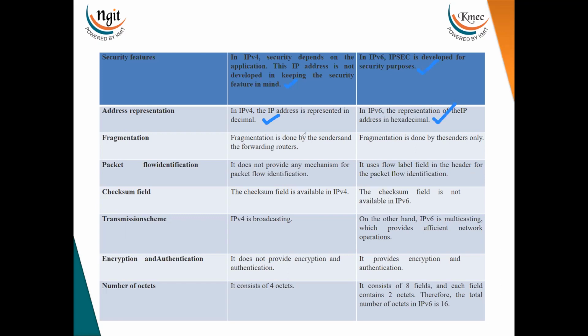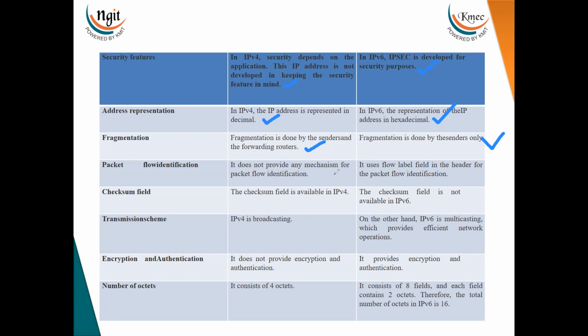In IPv4, the fragmentation is done by both the sender and the forwarding routers. But in IPv6, the fragmentation is done by the senders only.